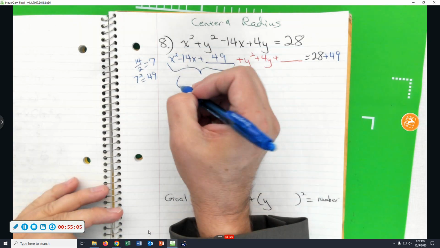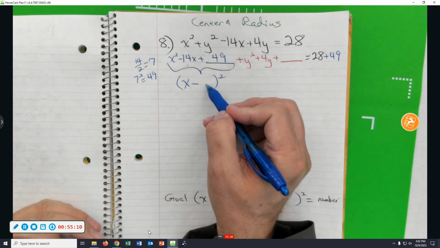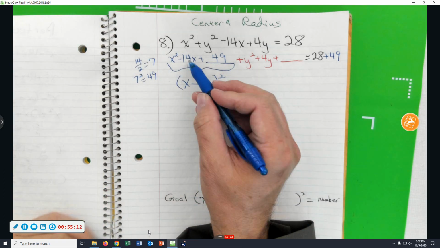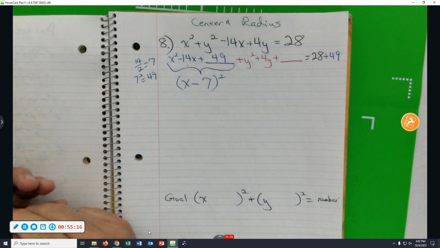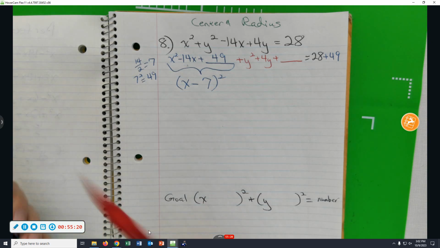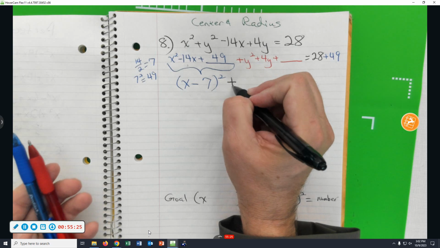So variable, sign, what number's going to go here? Half of 14 is 7. I agree. What are we going to add for the y's? We want to create a perfect square trinomial.